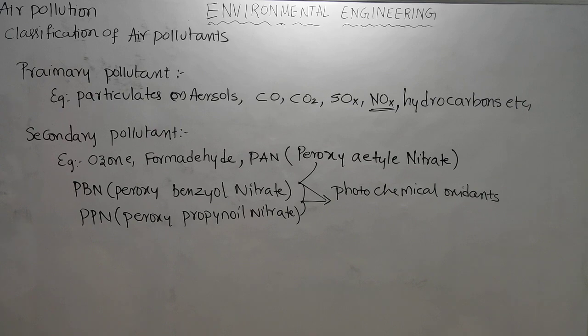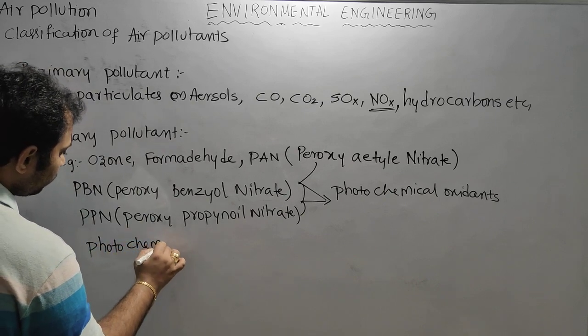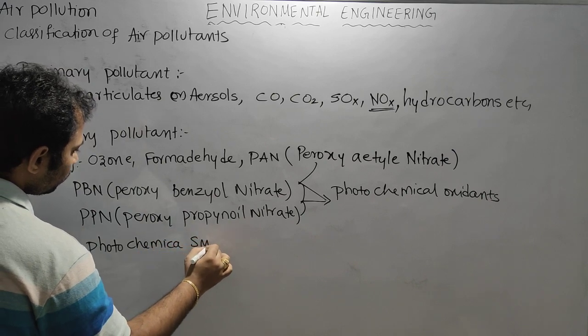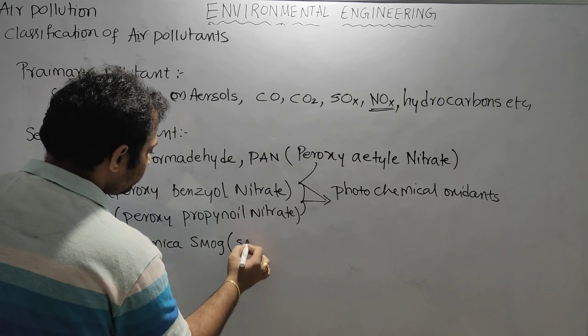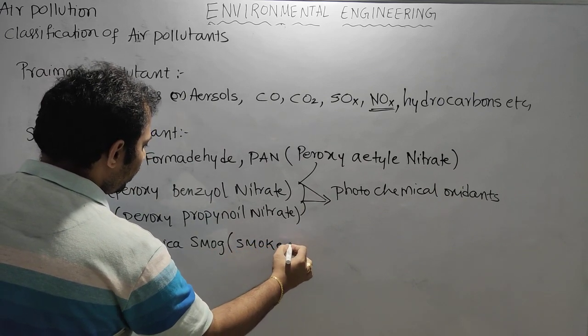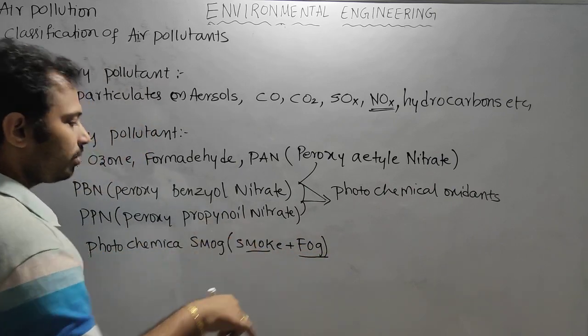Okay, so that is why the majority of the secondary pollutants are caused by these nitrogen compounds, and smog also comes due to photochemical reaction. So photochemical smog. Smog is the combination of smoke plus fog. Smoke is one pollutant and fog is another pollutant. So it is a combination of two pollutants.